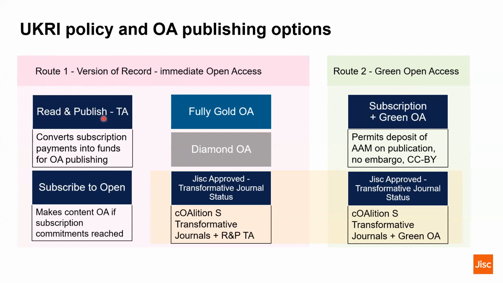And I'll cover read and publish shortly, subscribe to open, the green route, route 2. Fully gold is quite self-explanatory. And then we do also have one that straddles the two, JISC approved transformative journal status. And this can be attained by either being a Coalition S transformative journal and having a read and publish agreement through JISC, or the other option, a Coalition S transformative journal and the green OA route over here. So, and that's as tight as I can get this slide. There's a lot of information, and I think it will benefit to see it visually.